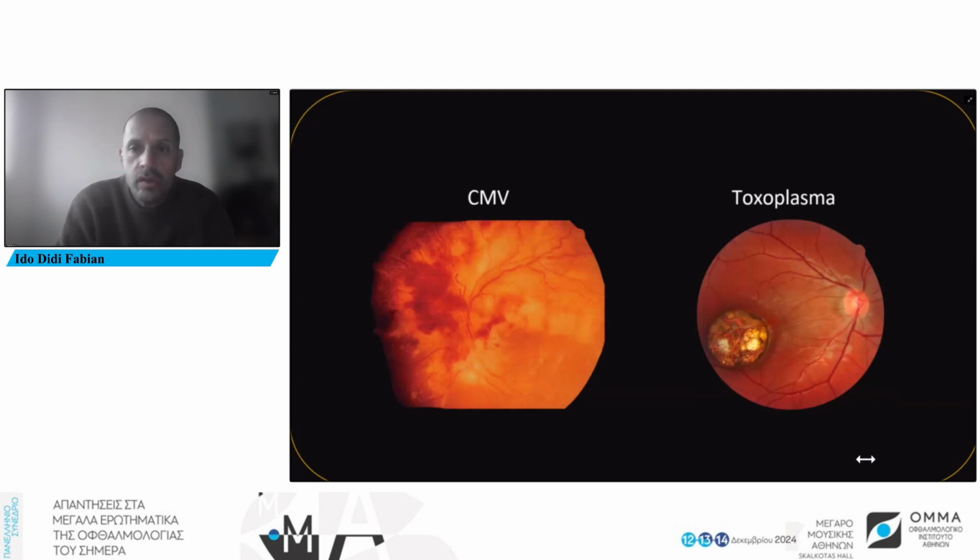I've mentioned TORCH, so that includes toxoplasmosis, rubella, CMV, and herpes simplex. It can present with leukocoria, which is the topic of this presentation. Other signs on clinical examination really depend on the specific pathology. It can include hemorrhage, retinitis in CMV. In herpes, you can also see occasionally involvement of the cornea, of the retina, uveitis. Toxoplasma shows the typical retinal lesion, as you can see here on the right.